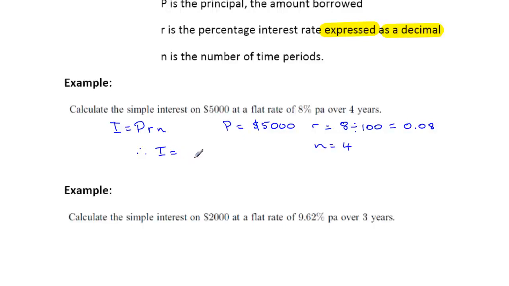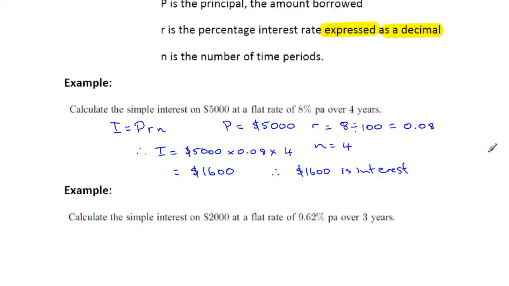So our formula then can be used to work out the answer, the simple interest, not the interest rate. The simple interest is the principal, that's $5,000, times the interest rate, 0.08, times the time period of 4. And when this is worked out, we get $1,600 as the amount of interest. So we could say therefore $1,600 is interest. So that's a very basic calculation.